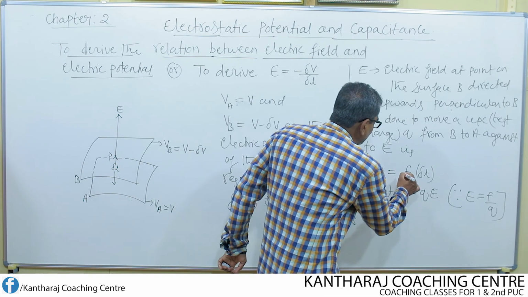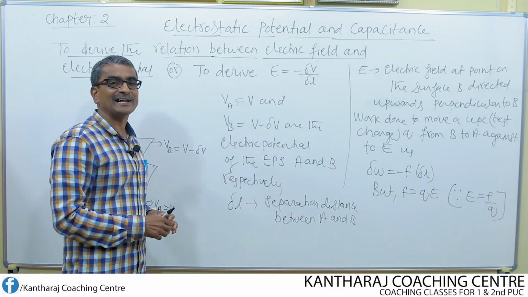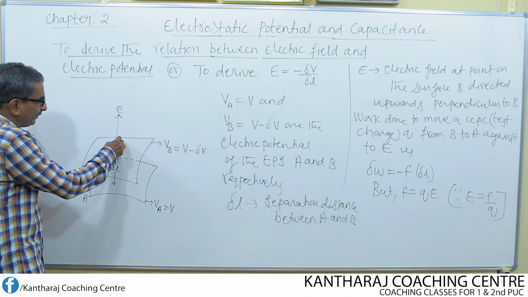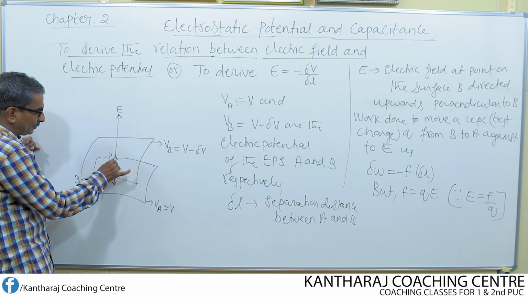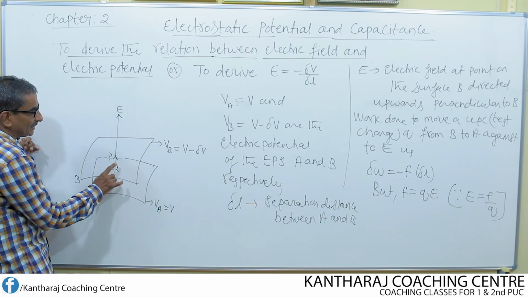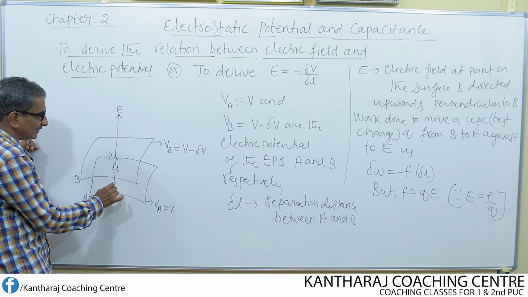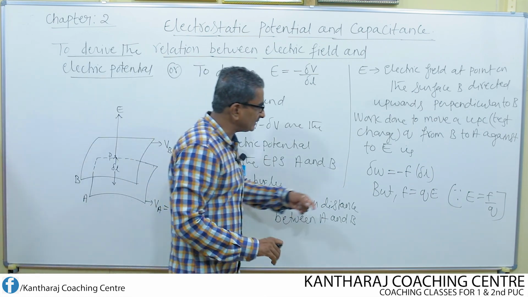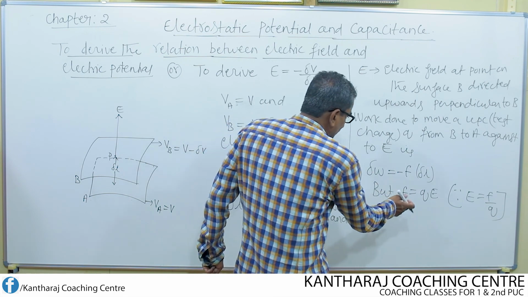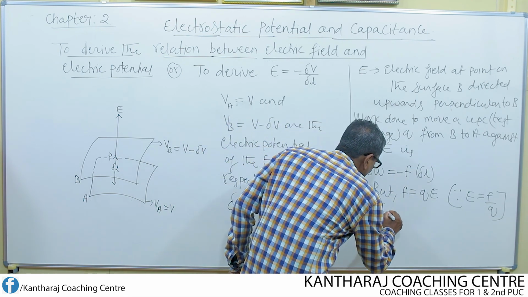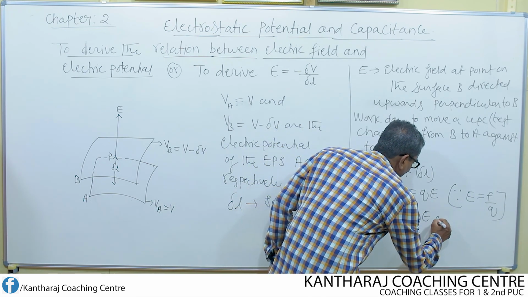But here I introduce a negative sign. Why negative sign? Because work is done against the electric field. We are moving the charge from the upper surface, from the point P, to the lower surface. That means the field is upwards whereas the charge is moved downwards. That means work is done opposite to the electric field, which is represented by the negative sign. If I substitute in this equation, I get delta W equal to minus Q into E into delta L.